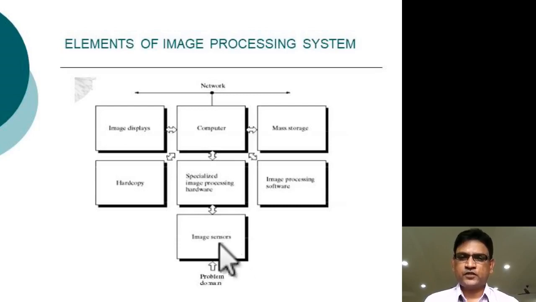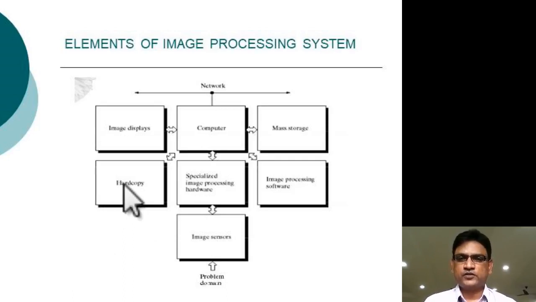So if the sensor doesn't have the capability of generating a direct digital output, that will be transformed into digital form by this specialized hardware. And these sensors can have different arrangements that we'll be discussing later. And next come the hard copies. There are certain applications where we want to take a hard copy of the processed image.